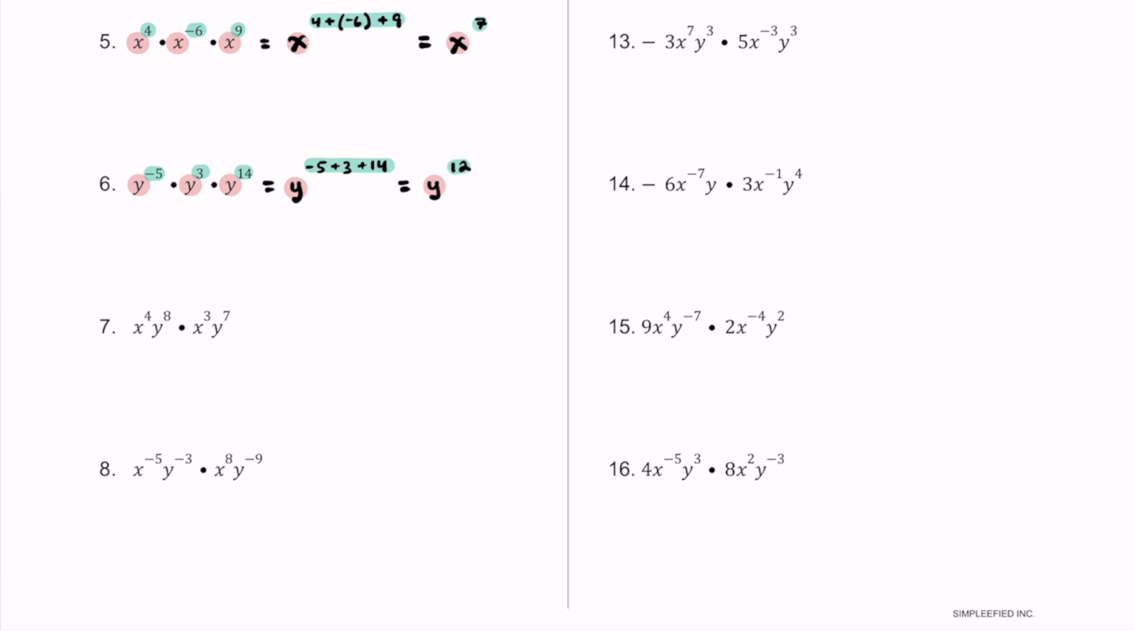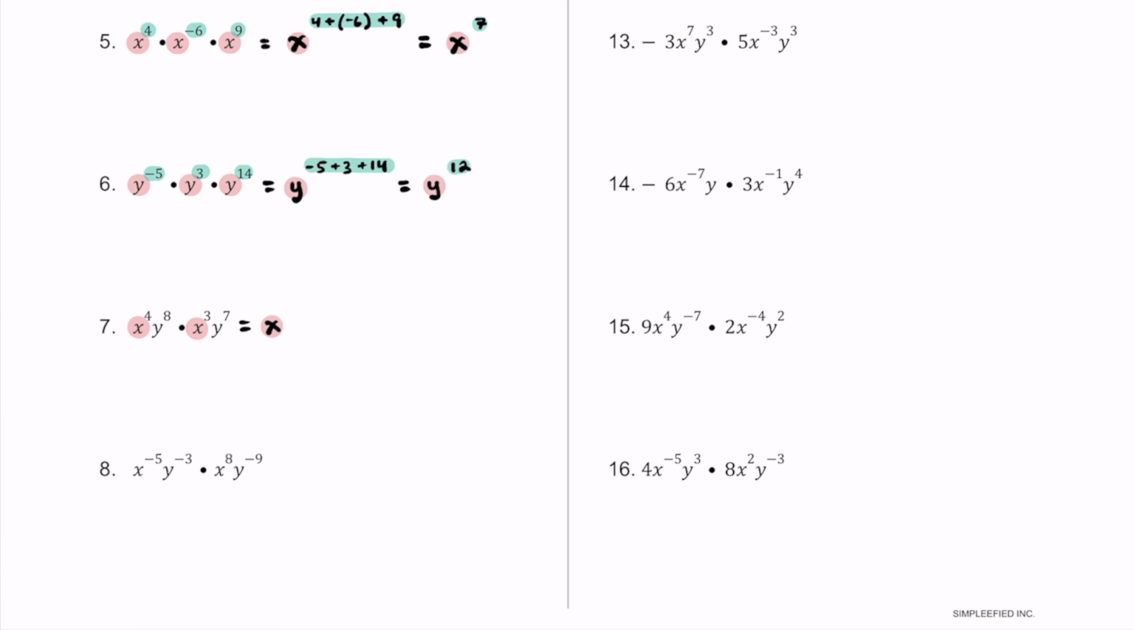For number 7, we have x to the 4th power times y to the 8th power times x to the 3rd power times y to the 7th power. So everything's technically being multiplied together here. Now we can't multiply everything together here, but we can multiply things with the same bases. So this x to the 4th power and this x to the 3rd power, those can be multiplied together. So we're going to write x using just one base this time.